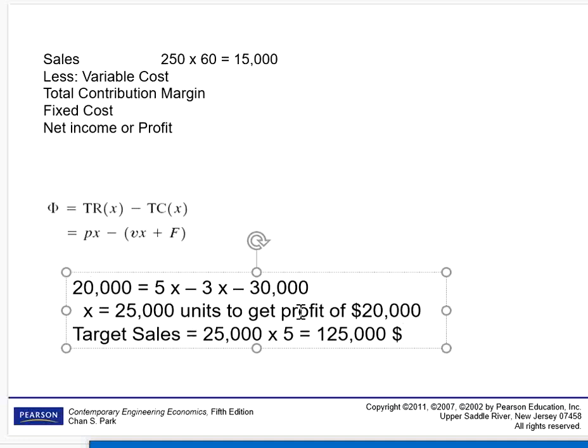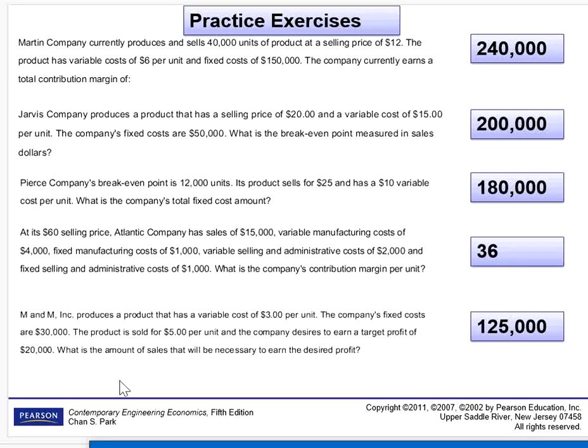So again, if you want to get a profit of 20,000, you must sell, this is your sales dollar. In terms of the number of units, if the question asks what number of units must be sold in order to get this profit, it is 25,000. But how much in terms of money, dollars, then you can say it is 125,000. So this is the answer. So it all depends on the question. So try to solve these questions again and have good practice.